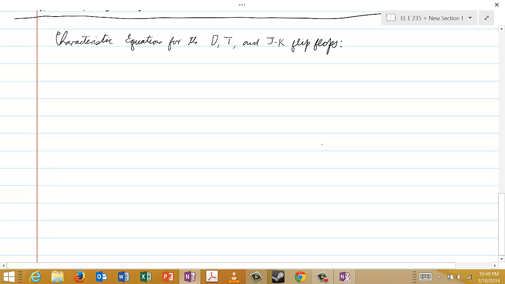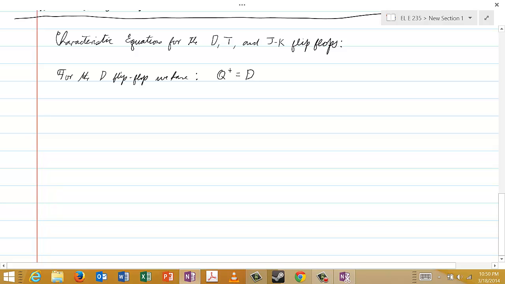Characteristic equations refer simply to equations that allow us to summarize the behavior of the flip-flop in a very condensed form. And so let me give you an example. For the D flip-flop, we have the next value of Q is equal to D.